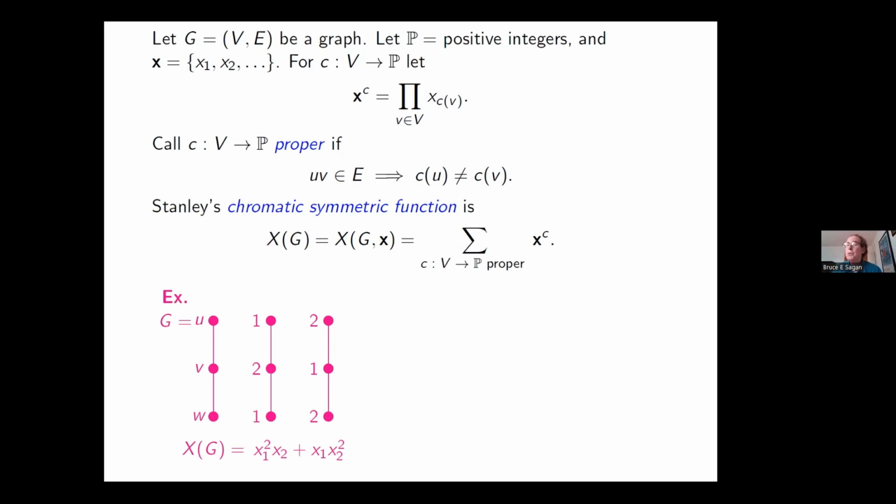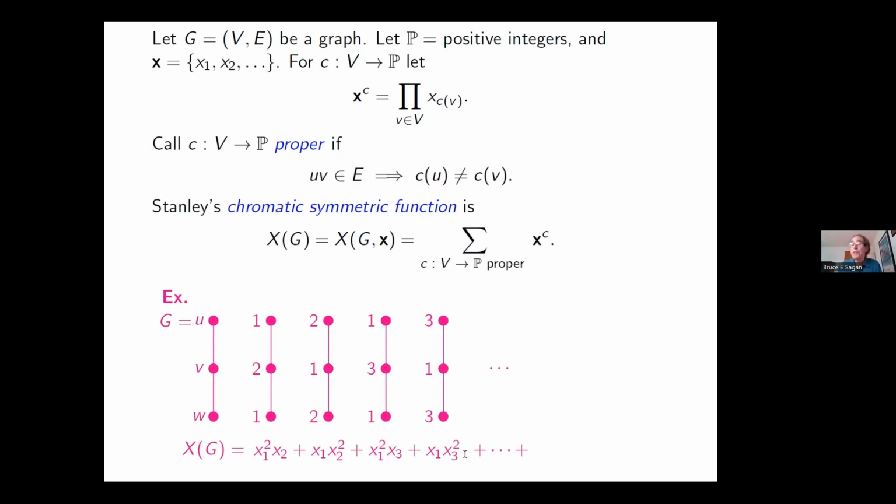What happens if I use the colors 1 and 3? Well, it's not much different, right? Either I put the 3 in the center and the 1 at the endpoints, or vice versa. This gives us x1 squared x3, x1 x3 squared. And I hope it's clear now that if I use any pair of colors, I'm going to get these same 2 terms. So I'm going to get all possible terms of the form x_i squared x_j. Okay, so far so good.